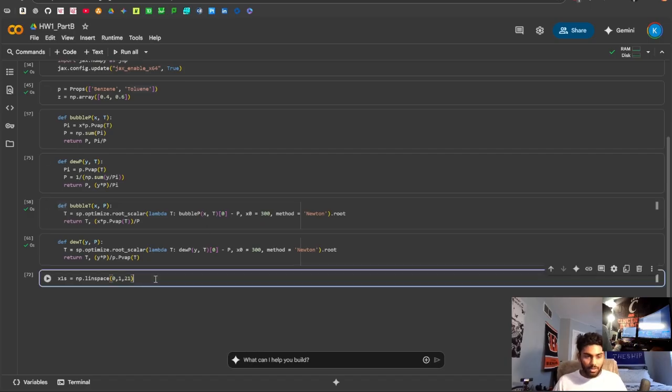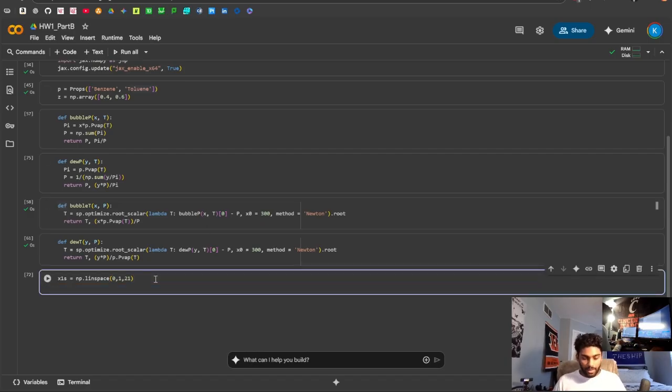All right, so I have my x1s now, and I'm also going to define that we're at a constant temperature, because if we're doing a pressure versus xy graph, you need to hold it at a constant temperature. So we're going to have this equal to 350 Kelvin. Why not?